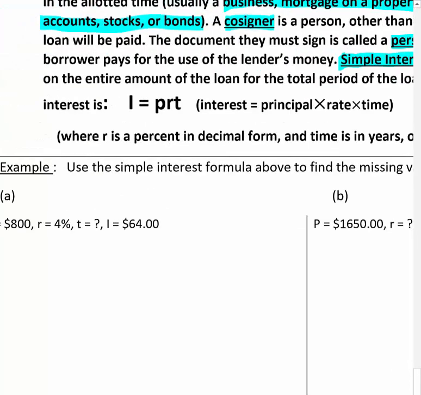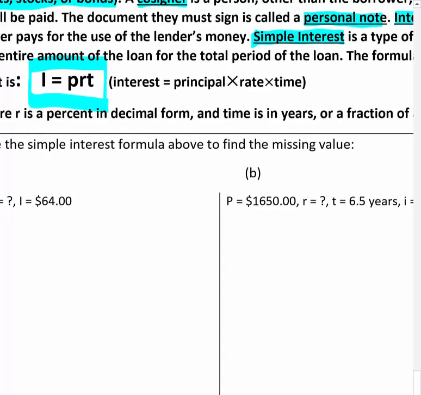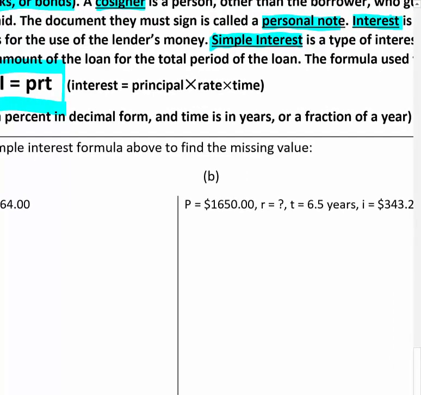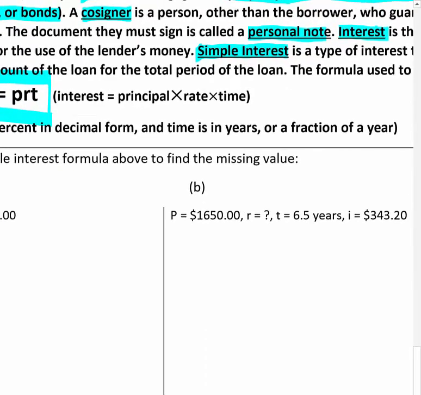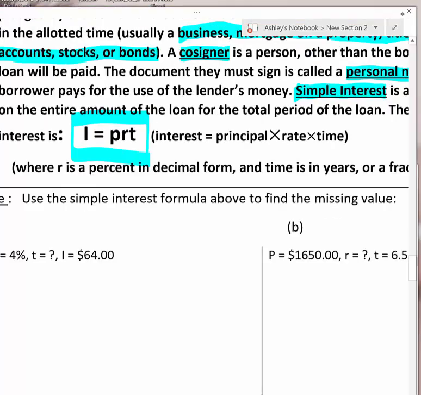Let's see, the formula used to find the interest is I equals PRT. So I, of course, is for interest, P is principal, which is the amount of the loan originally. R is the rate in decimal form. And then T is time in fractions of a year. It's either a year or fractions of a year. Okay, so keep that in mind. I think it's easy to forget that the rate has to be in decimal form, not a percent. Whoops, I keep doing that.